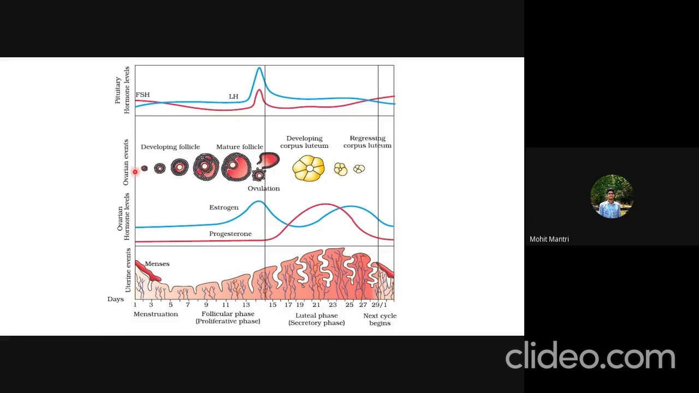At the same time, during the follicular phase, the primordial follicle develops into primary, secondary, tertiary, and later on the mature or Graafian follicle. Then on the 14th day, ovulation takes place, the ovum is released, and the remaining part becomes the corpus luteum. And if fertilization does not take place, the corpus luteum regresses, and therefore a new cycle begins. Now the level of FSH and LH is important.